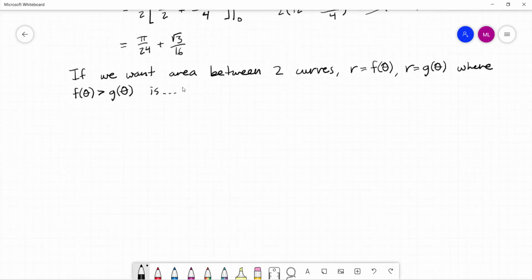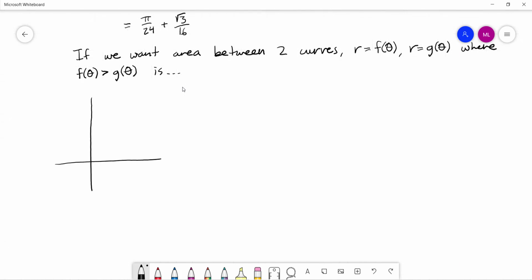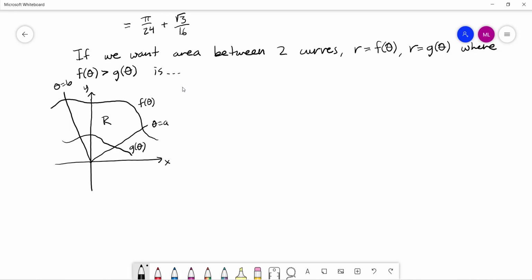So essentially what I'm saying here is the same thing. Here's some starting angle, here's some ending angle, here's some inner curve, here's some outer curve. This is our f of theta, this is our g of theta, and this is the region R that we're interested in. Y, X, here's our theta equals A, and our theta equals B. So this region in here, right? So it's the region between g and f. And again, where g on the interval that we care about is uniformly less than f.